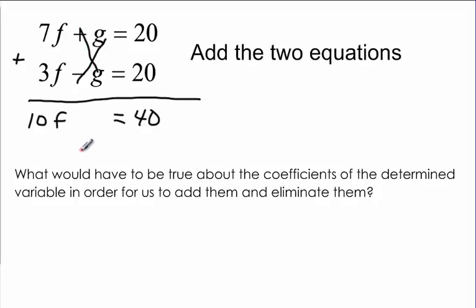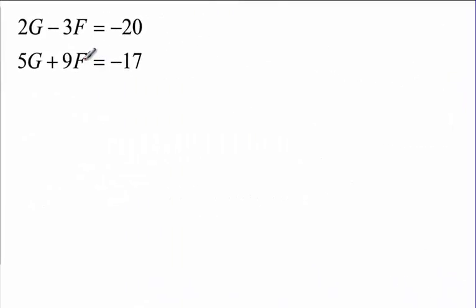That's what we want to see. With elimination, if we have opposite coefficients, then we know that we're going to be able to eliminate a variable. So again, opposite coefficients is what we're trying to find. That is the key to solving elimination. In this first example, we can see that our f term has opposite signs on the coefficients, but the coefficients are not the same.